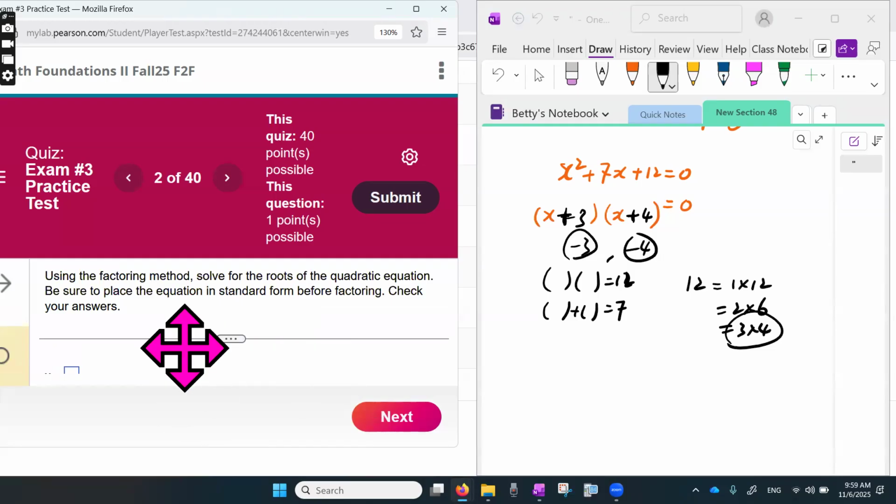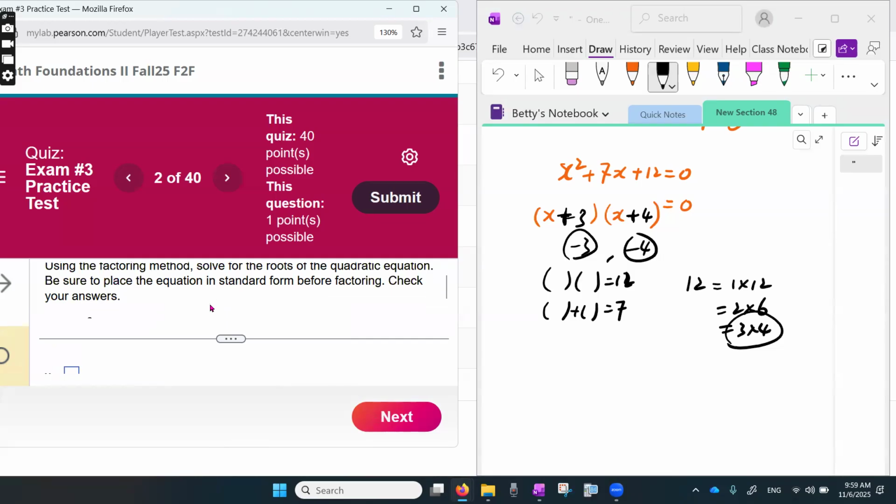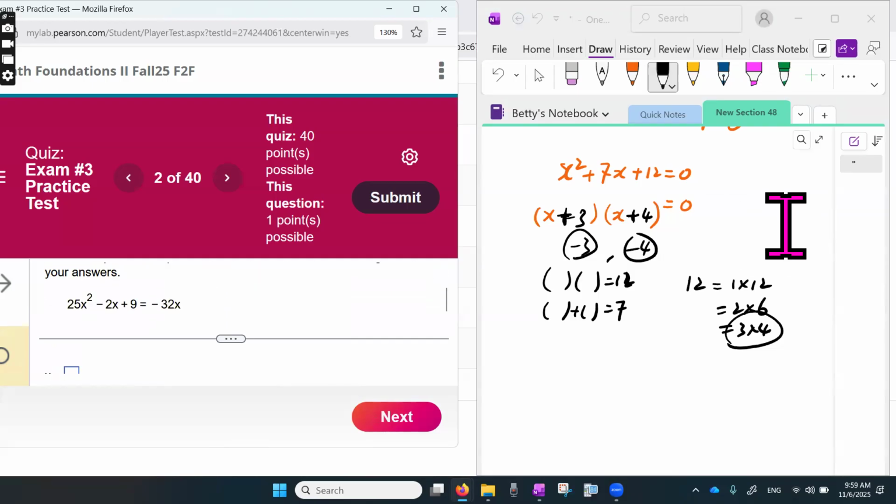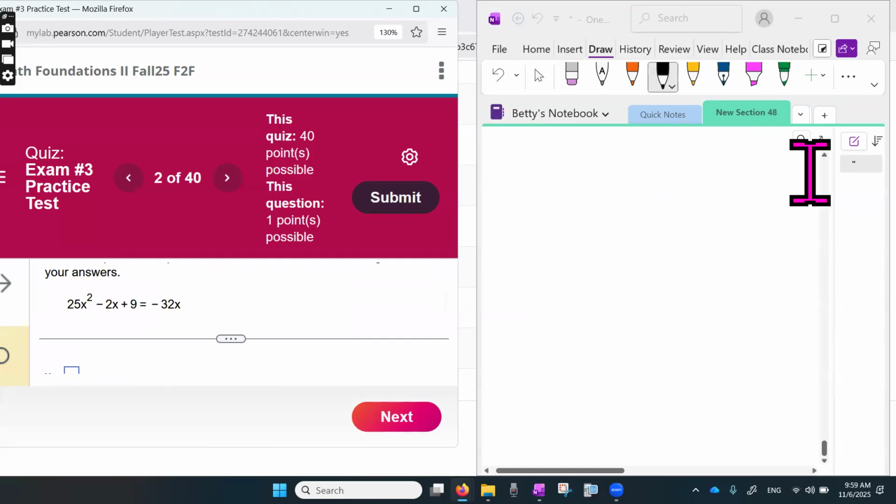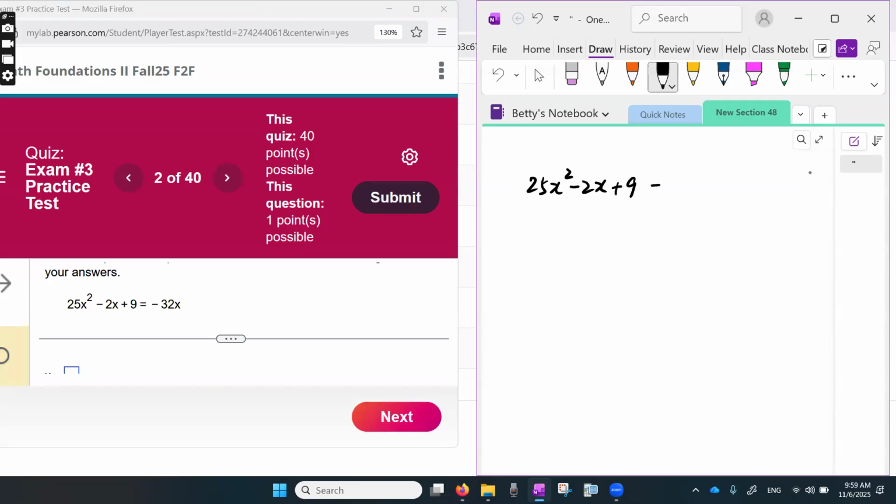Question number 2. Use the factoring method to solve the quadratic equation. Okay, this one is a little bit more complicated. It is 25x squared minus 2x plus 9 equals negative 32x. So this equation is not in the standard form yet. We need to rewrite the equation in the standard form.